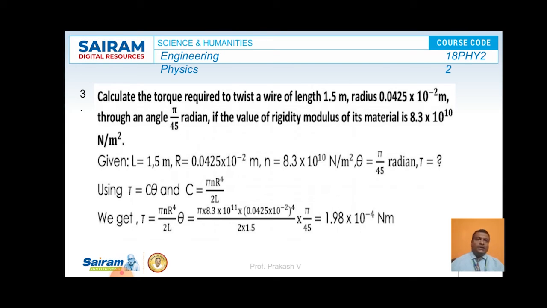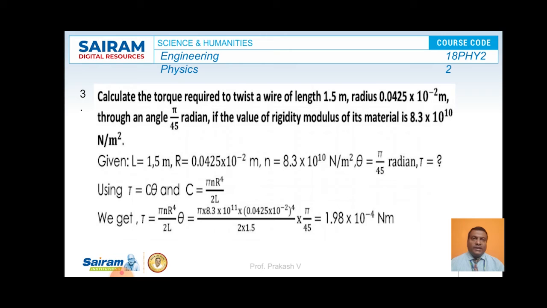And as per the problem, the given data is L is equal to 1.5 meter, radius R is equal to 0.0425 into 10 to the power minus 2 meter, and the rigidity modulus N is equal to 8.3 into 10 to the power 10 Newton per meter square. And further, the value of theta is pi by 45 radians, and it is observed that T is equal to C into theta, and the value of C is equal to pi n R to the power 4 by 2L.